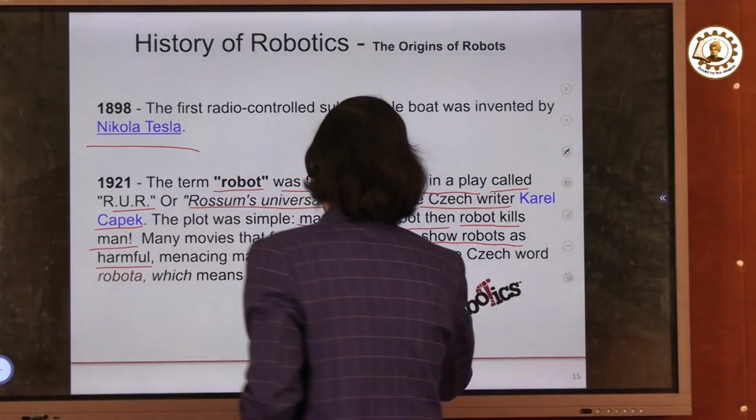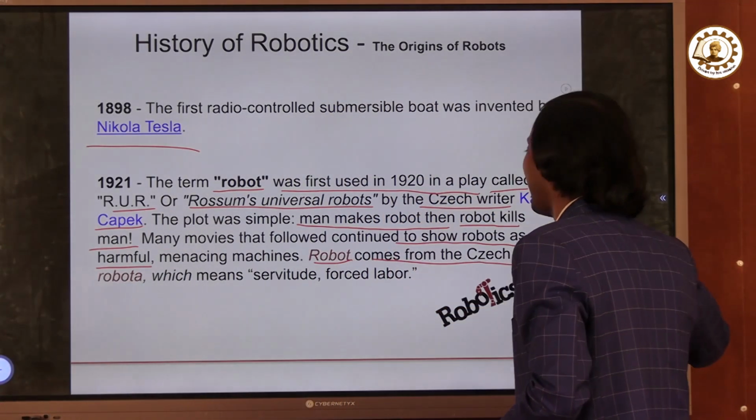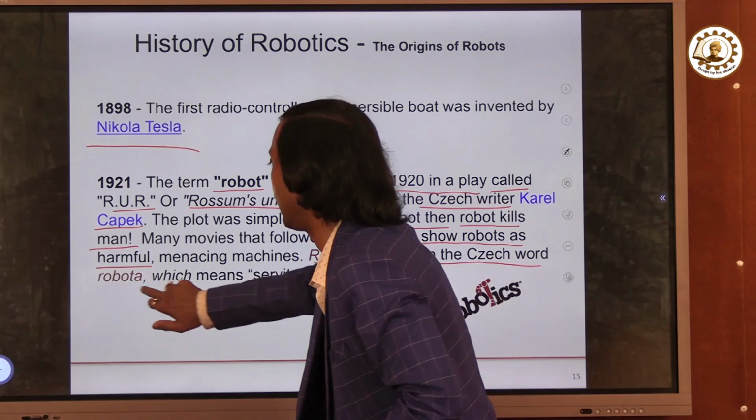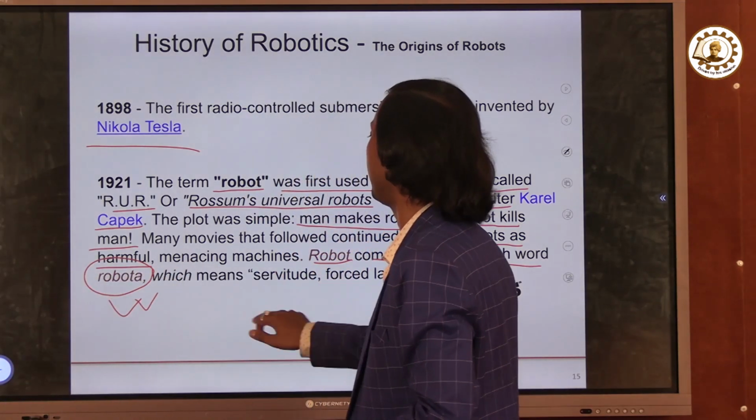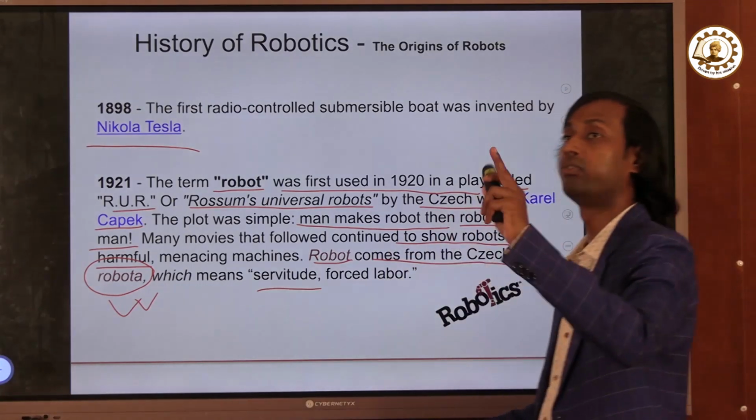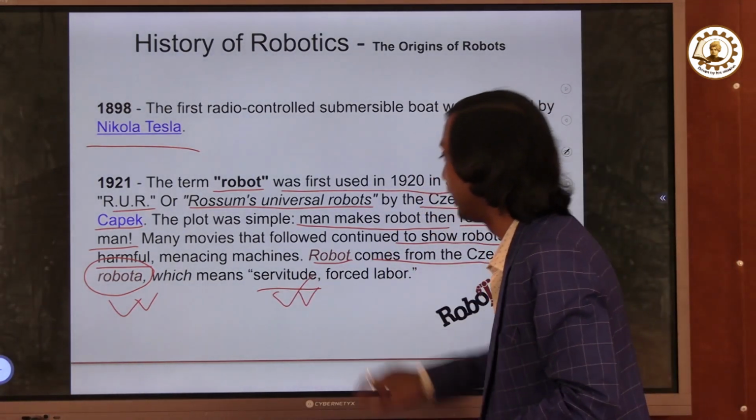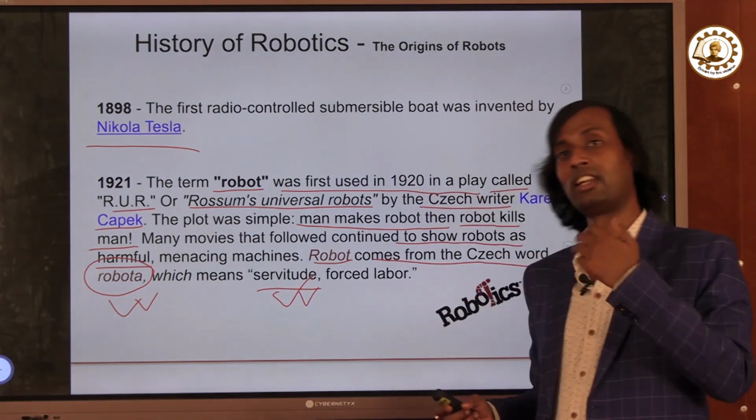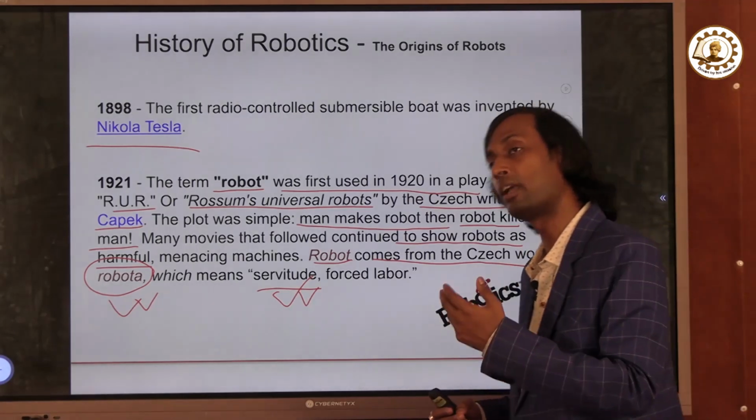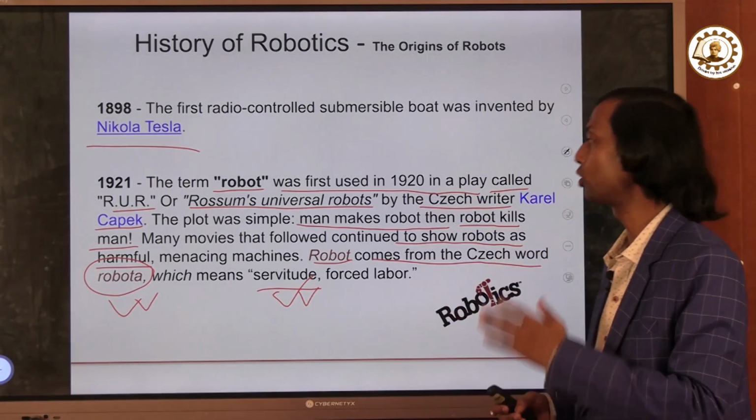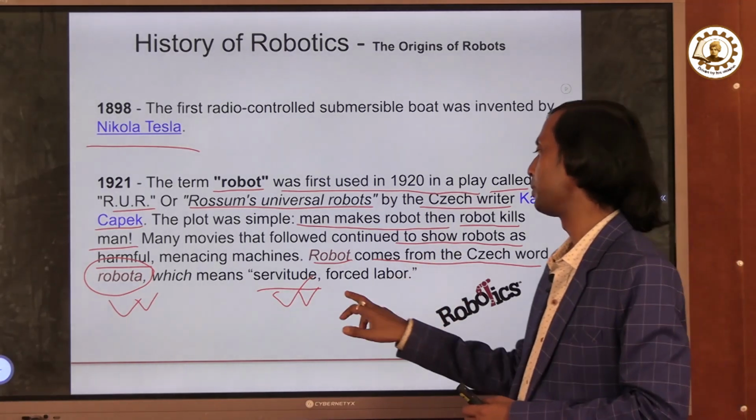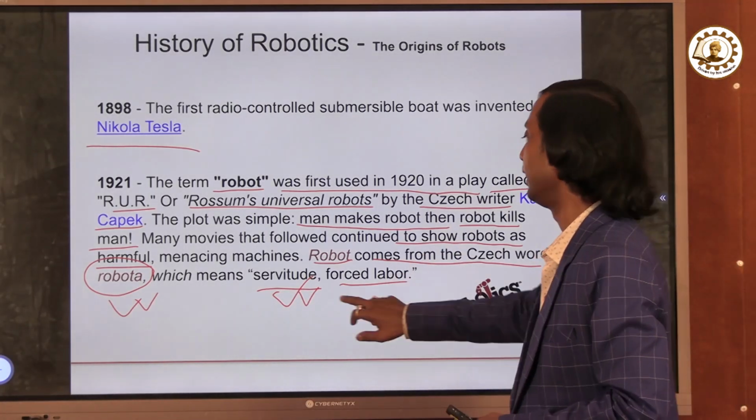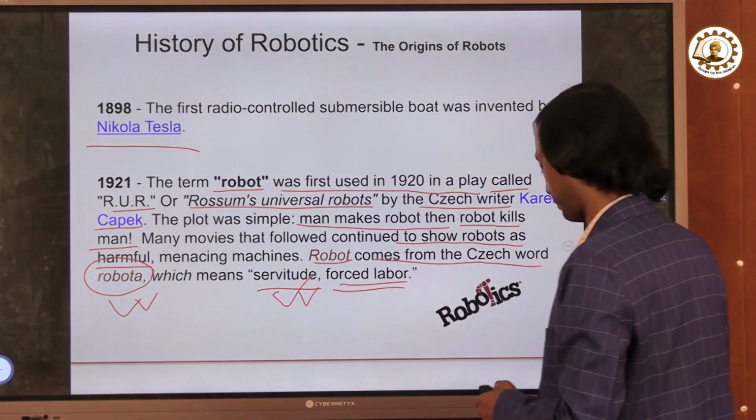Okay, but robot comes from the Czech word robota. The word robota means servitude, not harmful. Servitude. The robot was actually invented to serve the human being. It's not very harmful. Forced labor. Okay, it's a forced labor.